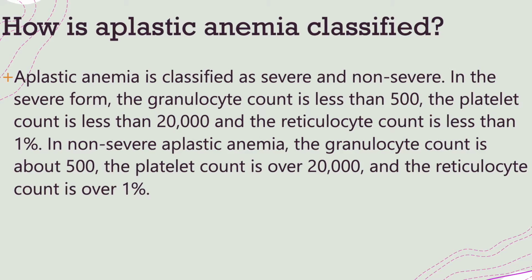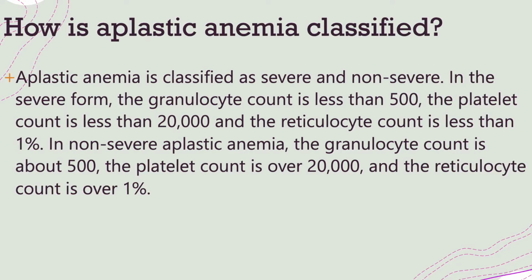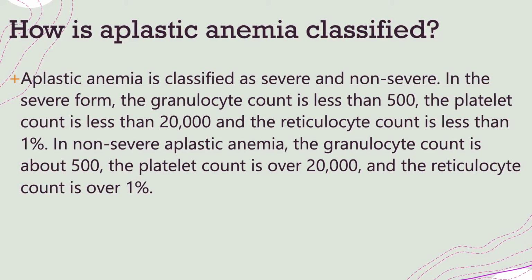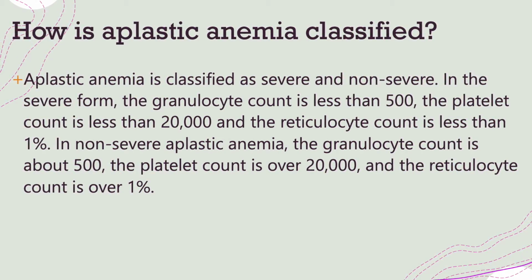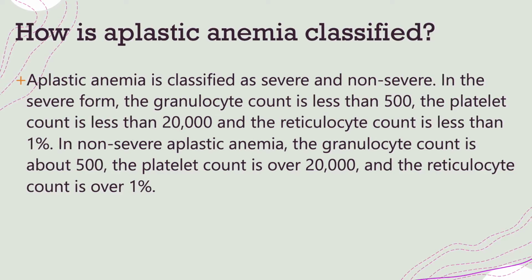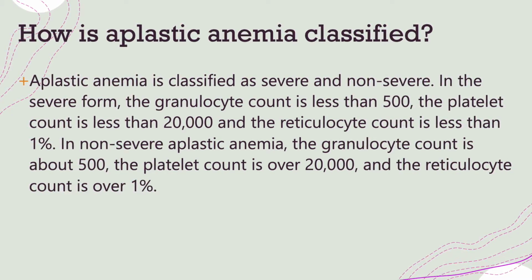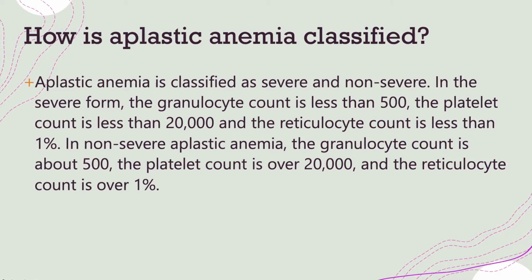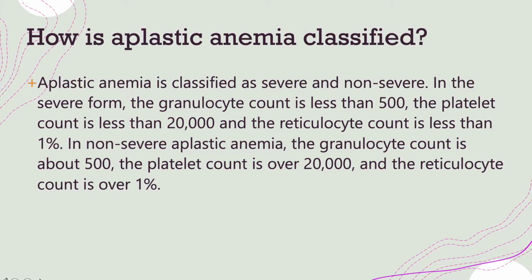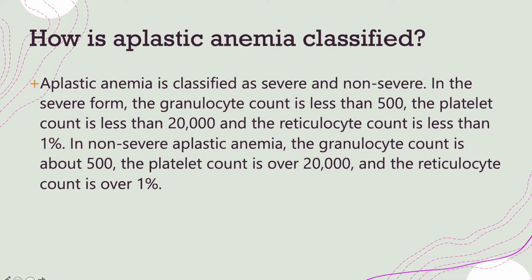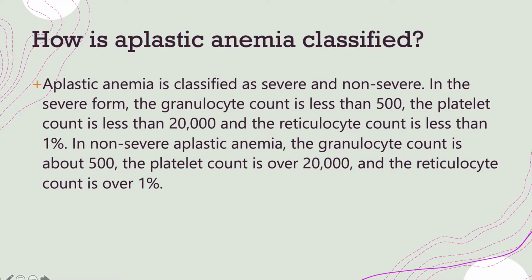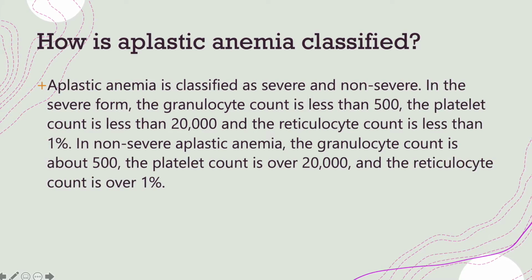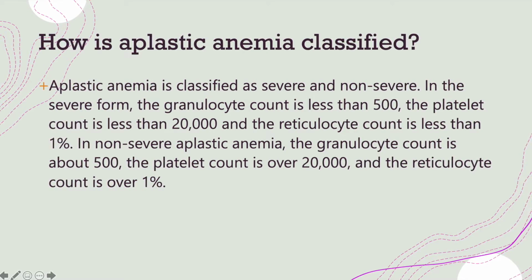How is aplastic anemia classified? Aplastic anemia is classified as severe and non-severe. In the severe form, the granulocyte count is less than 500, the platelet count is less than 20,000, and the reticulocyte count is less than 1%. In non-severe aplastic anemia, the granulocyte count is about 500, the platelet count is over 20,000, and the reticulocyte count is over 1%.